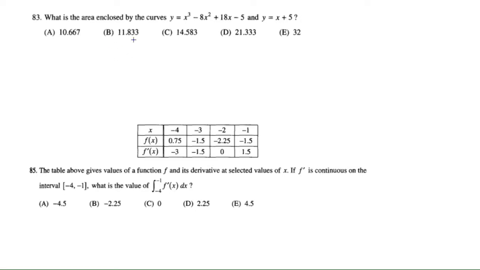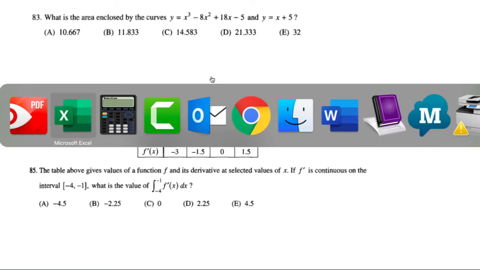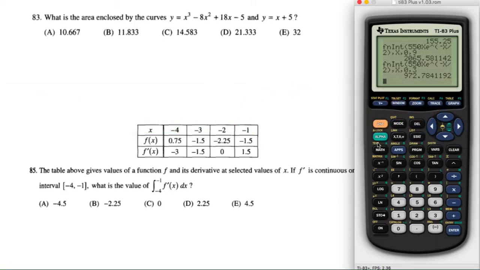So number 83, the area is this guy between here and here. I don't even know what they are, but I can immediately just do one minus the other on the calculator. So if I pull up my calculator, I'm going to again do math 9, and I'm going to do one function minus the other with parentheses around one of them, or I can just distribute a negative into the negative x, negative 5 right here. Either way, I'm going to do x to the power of 3 minus 8x squared plus 18x. Okay, that's the first function.